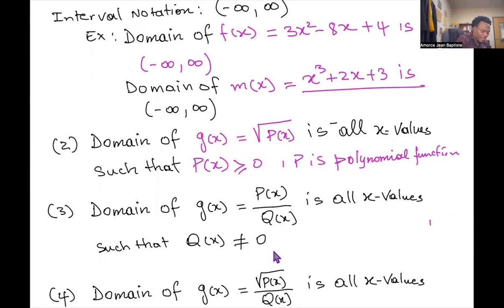What if you have a denominator? You have g of x equals p of x over q of x, where p and q are polynomial functions. Well, p is on top. It's not going to be a problem. The only problem is you cannot have 0 in the denominator. Just like you can't divide by 0.